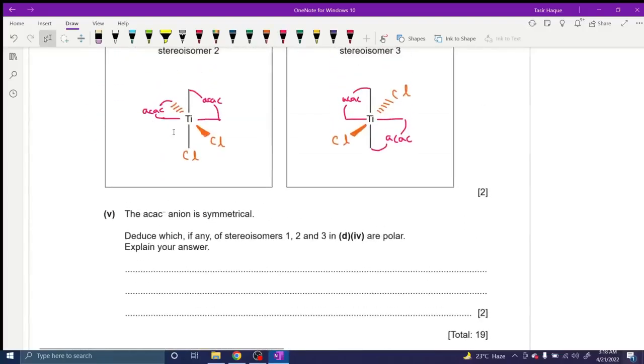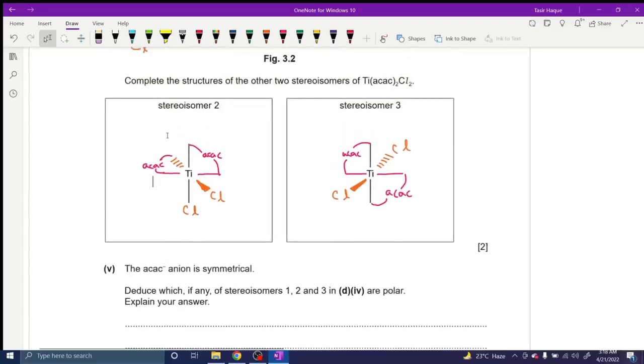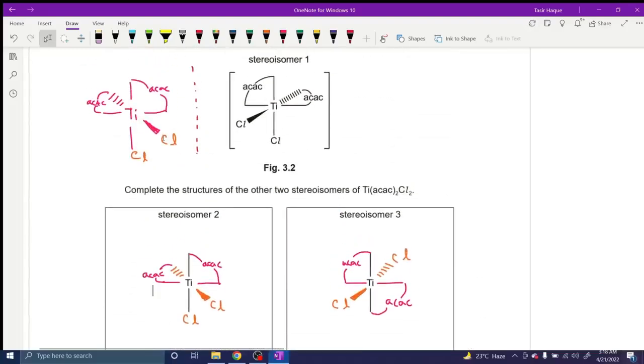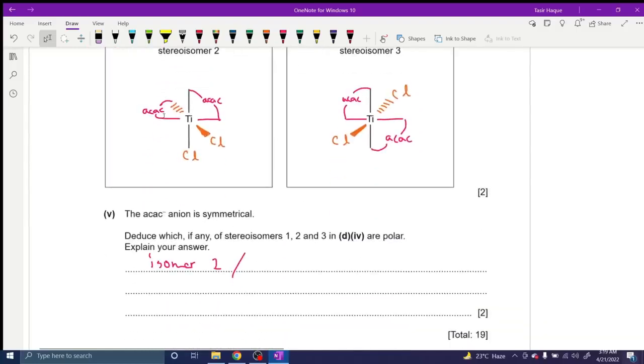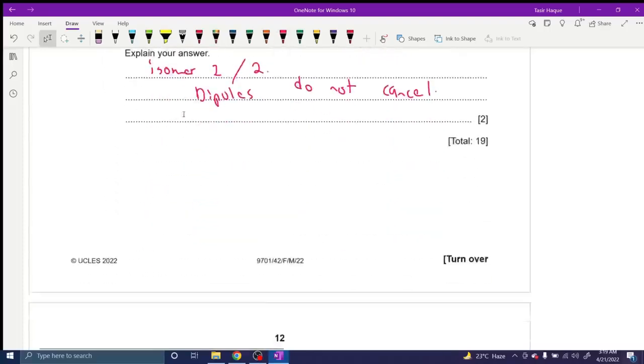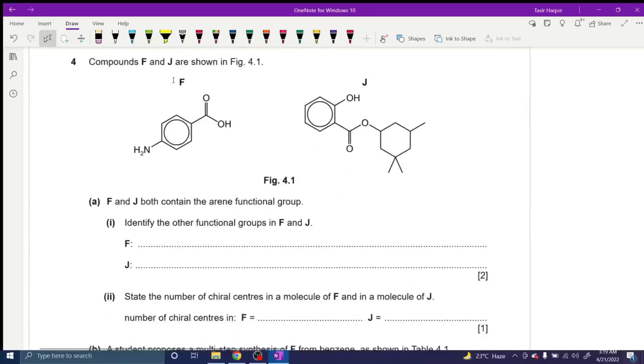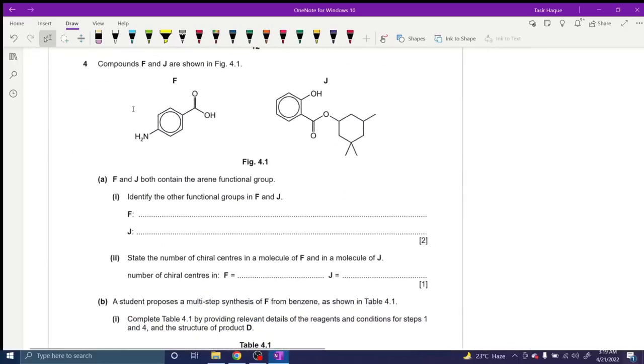So the ACAC anion is symmetrical, due to which any of stereoisomers 1, 2, and 3 are polar. So you either have the option of saying isomer 1 or, in my case, stereoisomer 2. Why is that? Because dipoles do not cancel, or you can say that partial charges do not cancel. That's why. Okay, next compound 4, we're starting with organic.